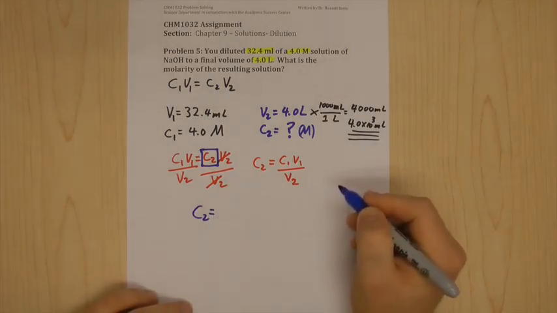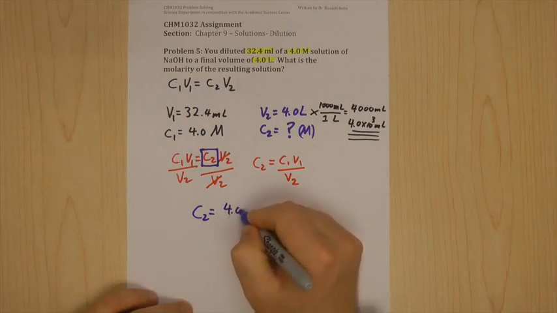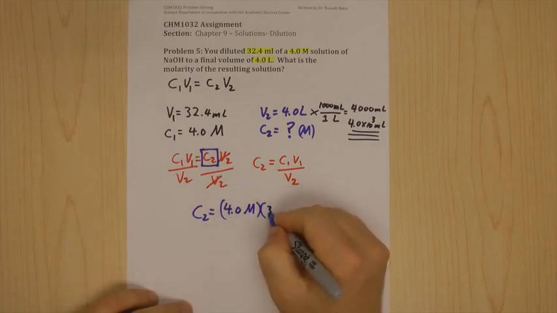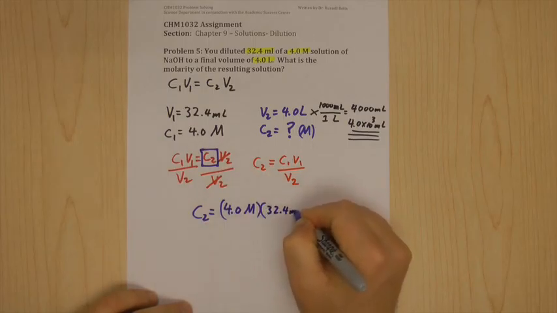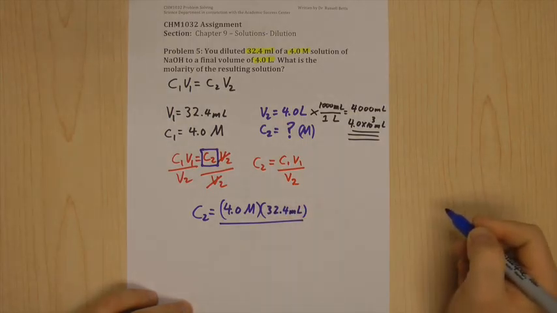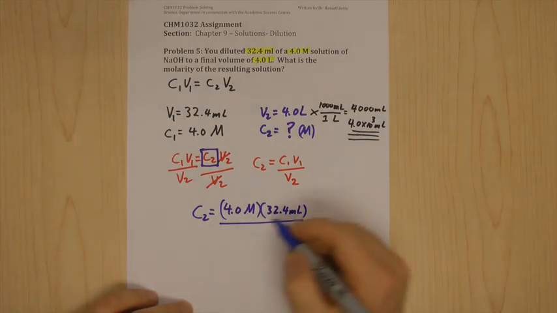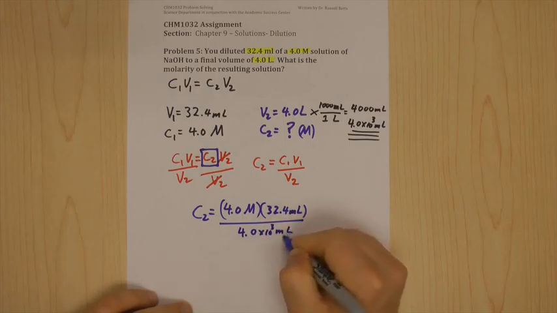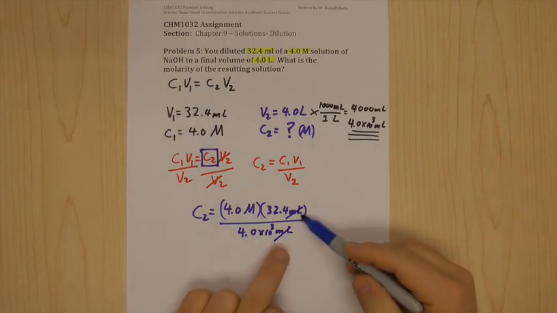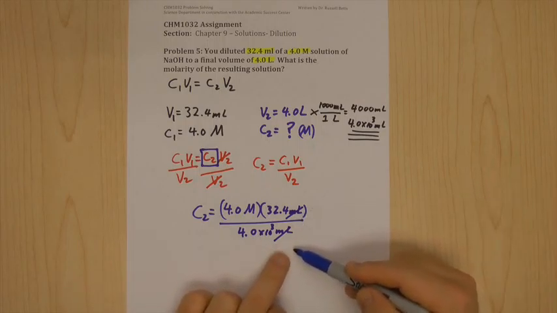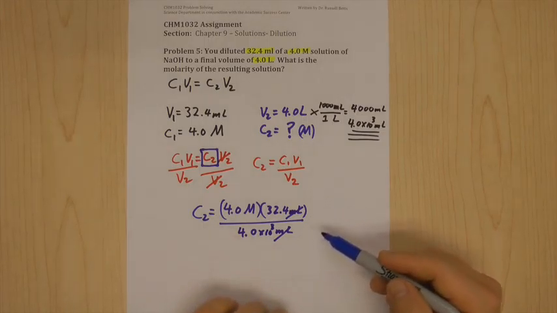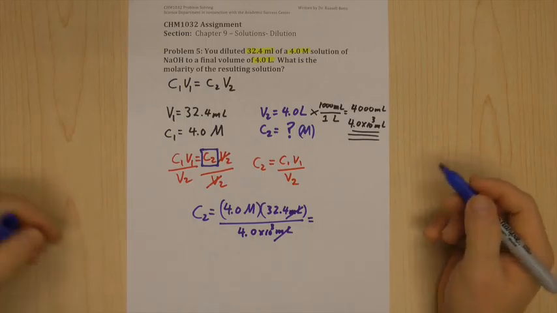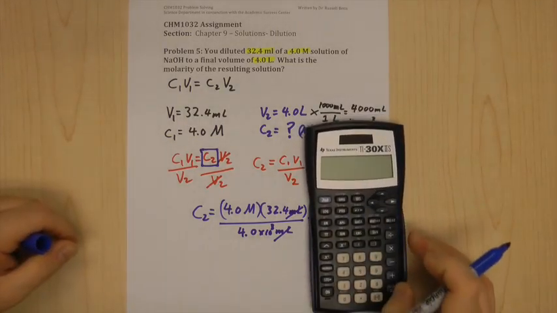C2 then will equal C1, which is 4.0 molar, times V1, which is 32.4 milliliters, all divided by V2, which is now 4.0 times 10 to the 3 milliliters. There we go. That's why we had to get the same unit. Right there. The units for volume must cancel in this equation. If it doesn't, then we can't do the question, or we can't do the question that way. We're doing it incorrectly. We'll have to rethink our strategy.